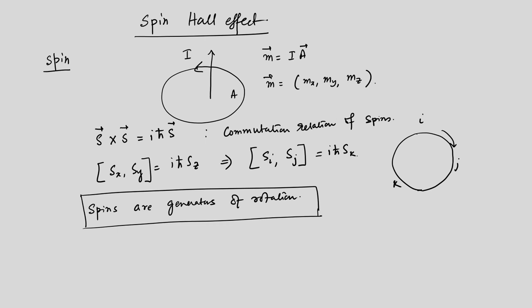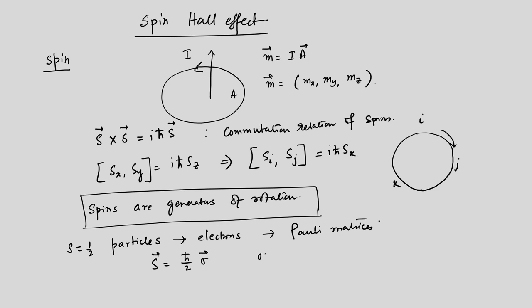What's important for us are these spin half particles, which are nothing but electrons. There's a special notation that's used for the spin half particles or the electrons, and these are called Pauli matrices. So S is written as ħ by 2 times sigma, where S is the spin vector and sigma are the Pauli matrices, with components sigma x, sigma y, sigma z and so on. These are the Pauli matrices that one talks about, and they have very interesting properties. So let me enumerate some of the properties of the Pauli matrices.